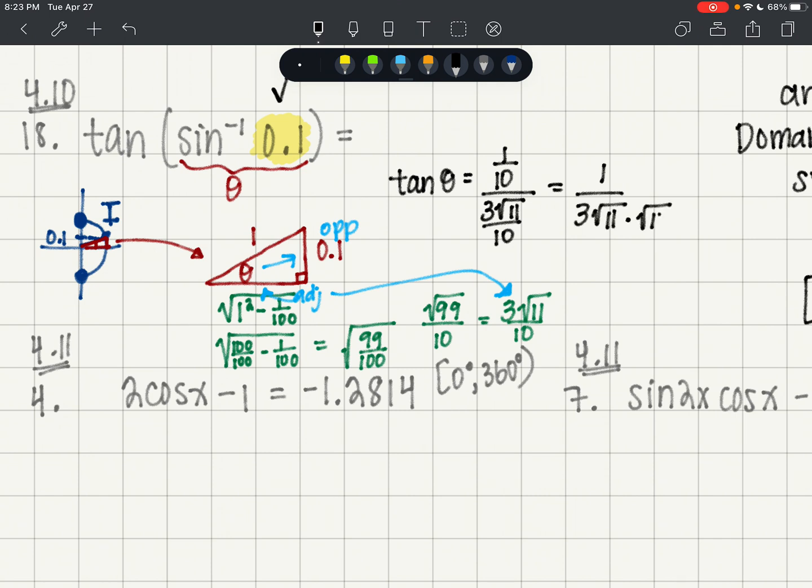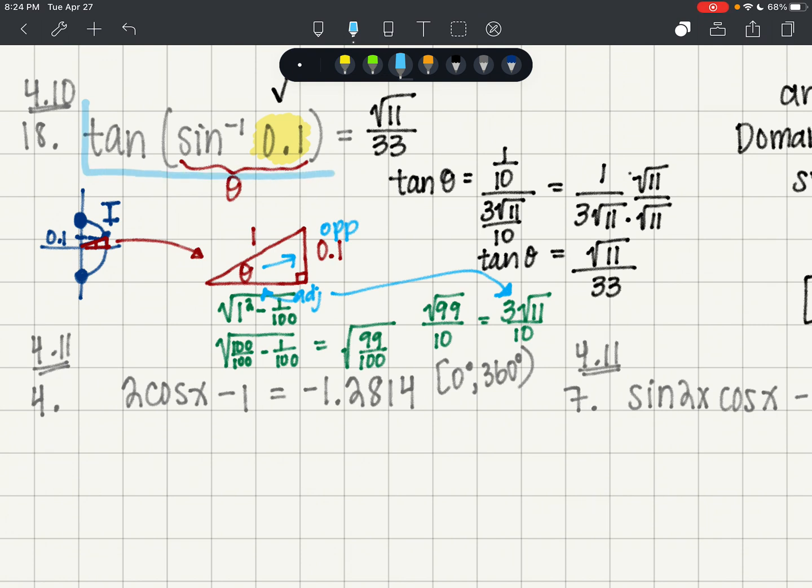So if I multiply this by the square root of 11 to rationalize the denominator, I get the square root of 11 over 3 times 11, which is 33. And that's what the tangent of theta is. So this is equal to the square root of 11 over 33. And if you put that into your calculator, you should get the decimal that perhaps an answer key might have. But that's how you get this all the way without using a calculator.